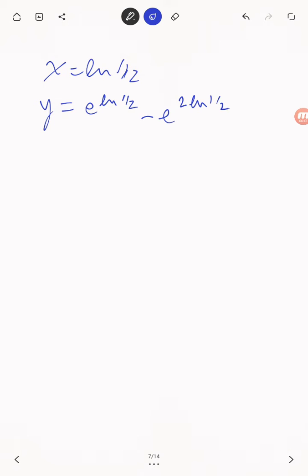Okay, now we need to simplify this a bit. So the e to the ln 1/2, from your useful list that you all posted on the class chat, has a property that says a to the log base a of x equals x, correct? So e to the ln 1/2, where ln is log base e, is just 1/2.